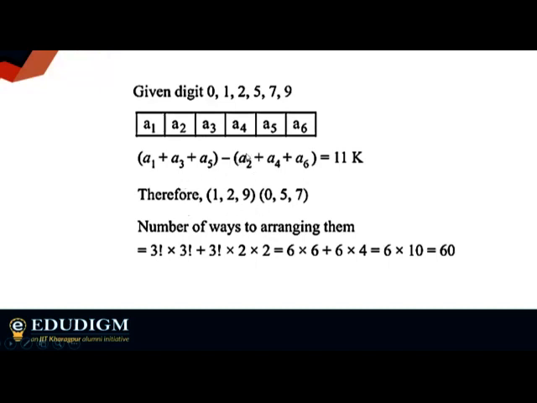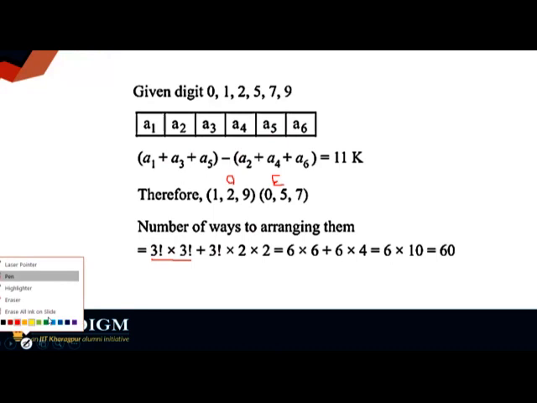So they can arrange them amongst themselves in 3 factorial ways, and the even positions they can arrange amongst themselves in 3 factorial ways. This is the first thing. Now what we will do here is, initially for this one, this is something we have taken as odd position, this is even position. So this is what it is all about.